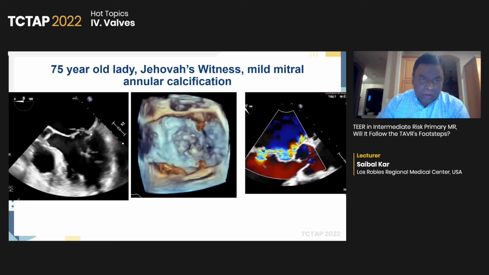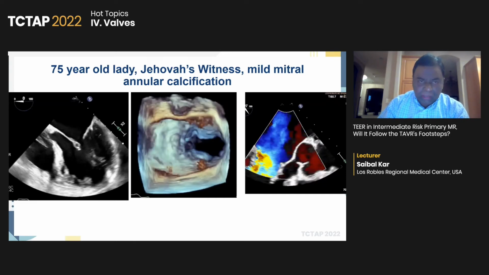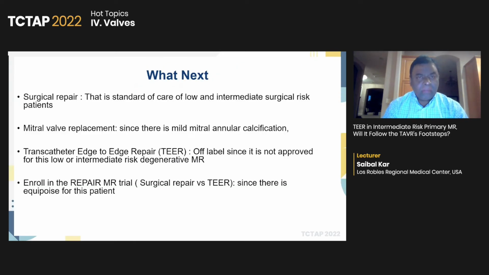There are going to be different approaches, surgery versus repair. So when you look at it, it could be a surgical repair. This is a standard of care for a low intermediate risk patient. You can do replacement since there's mild mitral annular calcification. You can do transcatheter edge-to-edge repair, and that would be off-label since it's not indicated for low intermediate risk patients. Or you can enroll the patient in a trial, surgery versus repair, since there's an equipoise in this group of patients.